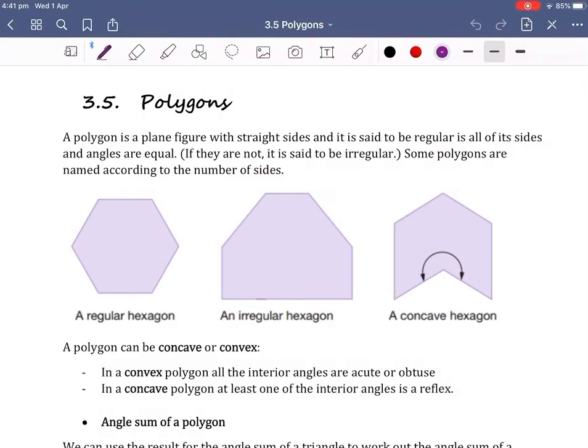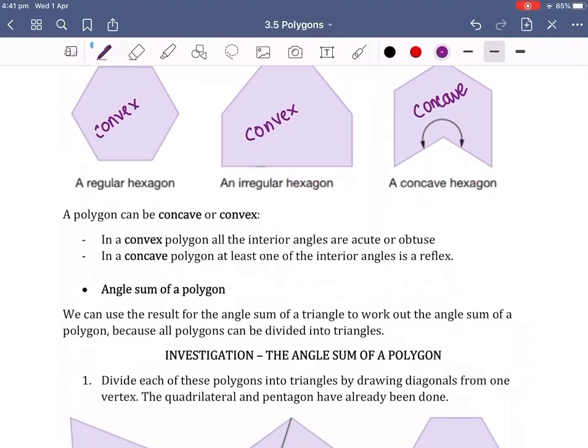A polygon can be concave or convex. In a convex polygon, all the interior angles are acute or obtuse. So this regular hexagon is convex, and so is this irregular hexagon, because all of the interior angles are acute or obtuse. In a concave polygon, at least one of the interior angles is a reflex. So this is a concave hexagon.